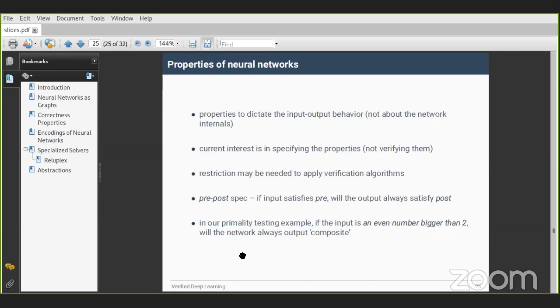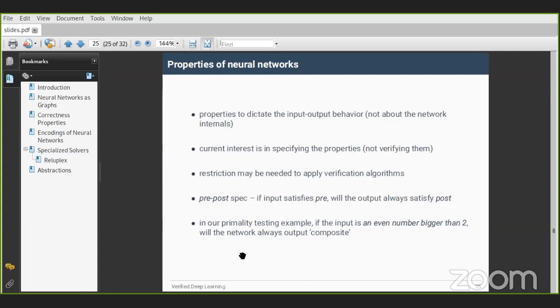So how will our specifications look? Our specifications will look like pre-conditions and post-conditions. The meaning of that will be that if the input satisfies the pre, the output must always satisfy the post. Or if you're asking this as a question, then we want to ask: if the input satisfies pre, will the output always satisfy post?